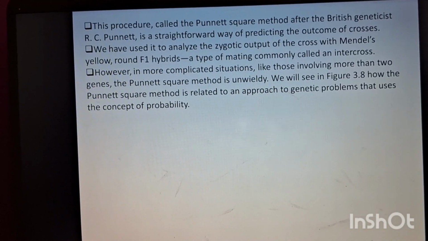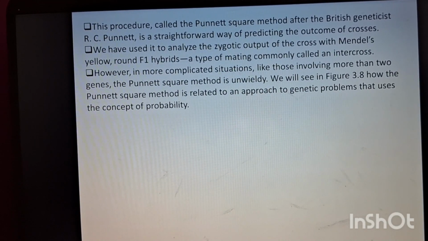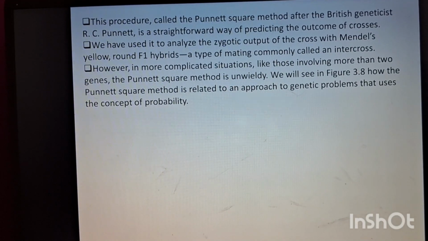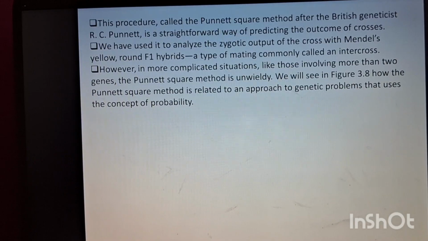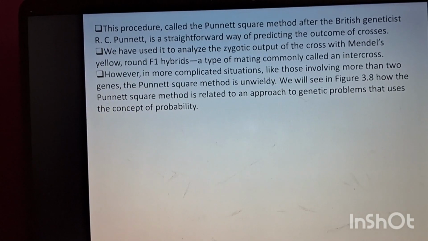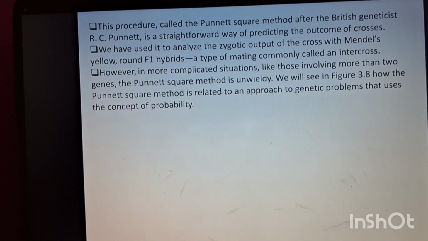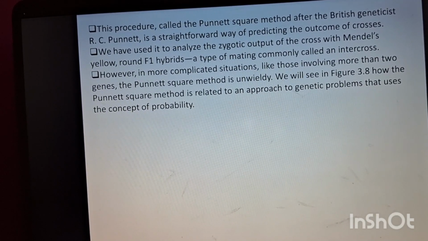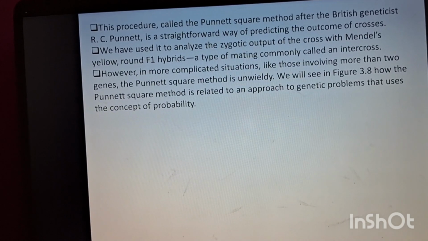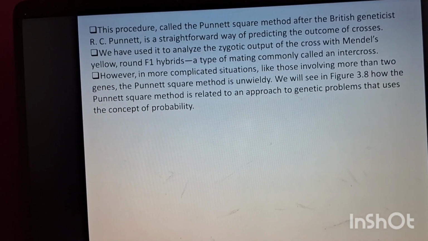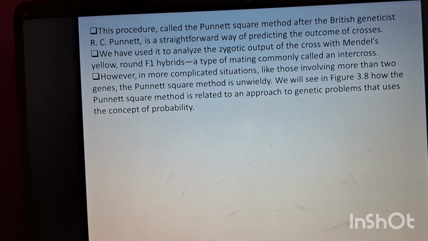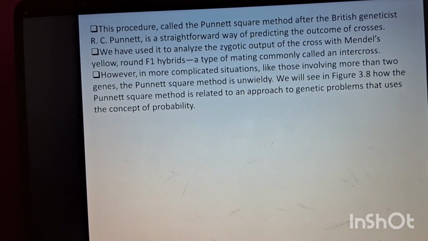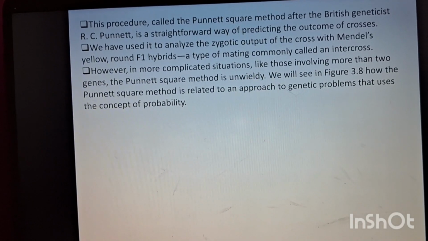We have used it to analyze the zygotic output of the crosses with Mendel's yellow round F1 hybrids, a type of mating commonly called an intercross. However, in more complicated situations, like those involving more than two genes, the Punnett square method is unwieldy. We will see in the figure how the Punnett square method is related to the approach to the genetic problem that uses the concept of probability. This figure is shown in slide number 4 in this PowerPoint. Now the topic has ended.